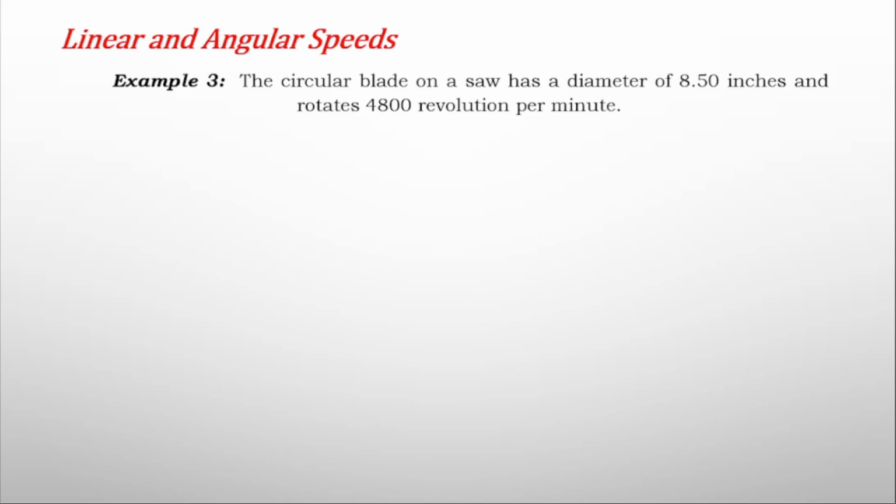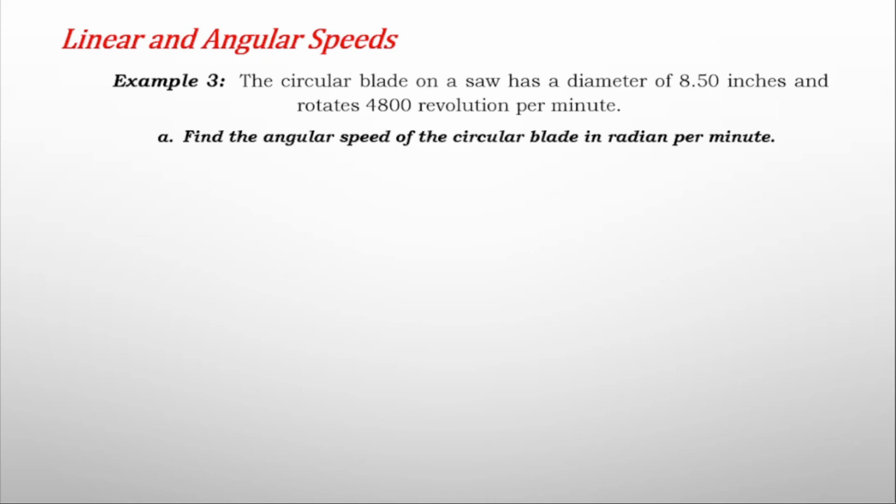Example number 3. The circular blade on a saw has a diameter of 8.5 inches and rotates 4,800 revolutions per minute. Find the angular speed of the circular blade in radian per minute. And letter B, find the linear speed of the circular blade on a saw.